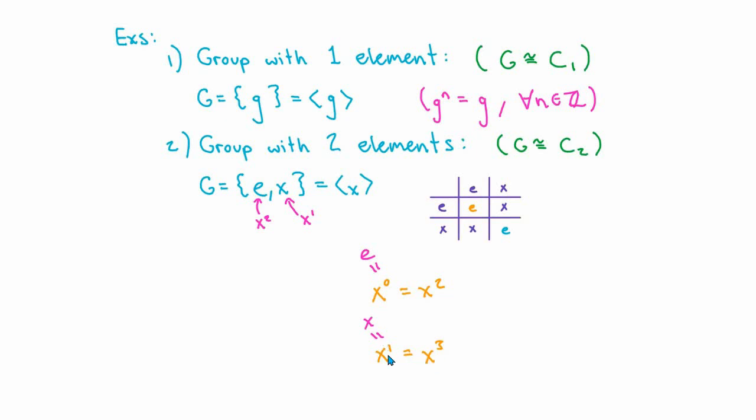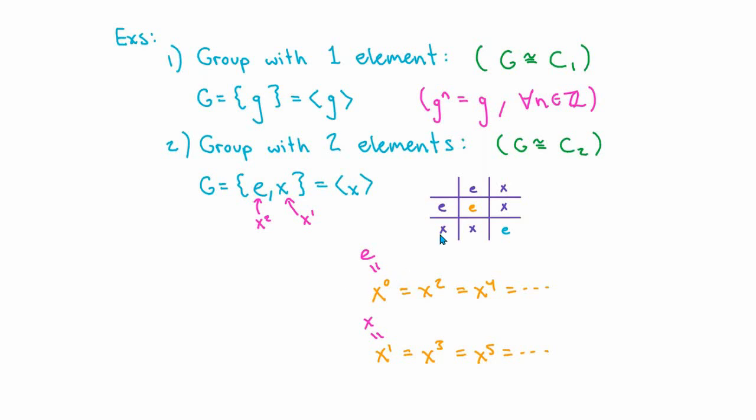Now if I multiply that by x again, I'm just going to get x squared back, which is the identity. So x to the 4th is also equal to the identity. Now if I multiply by x again, I'm going to get x, and the pattern continues like that, alternating between the identity and x. I can also think about what happened to the negative powers of x.